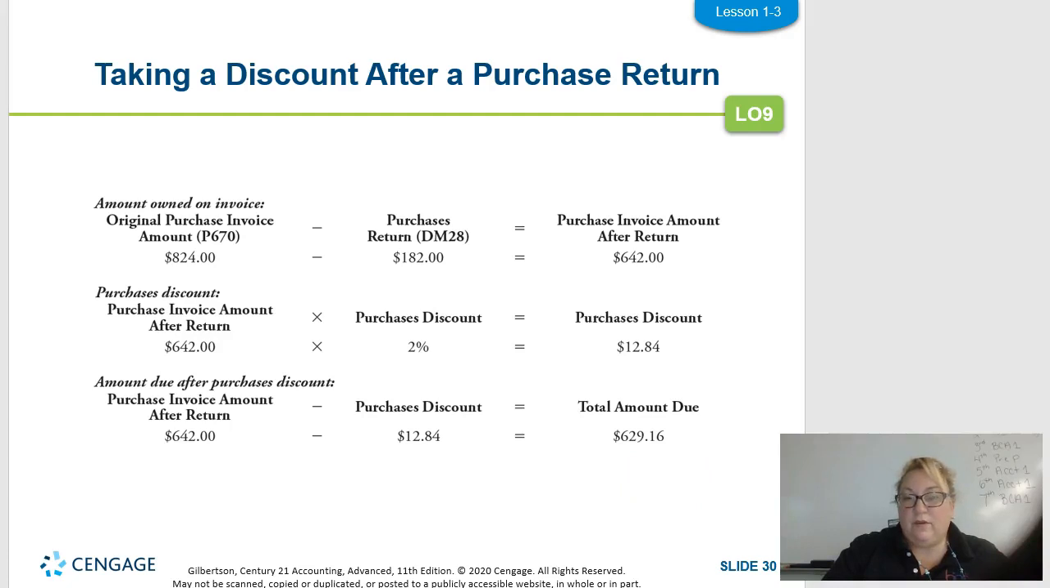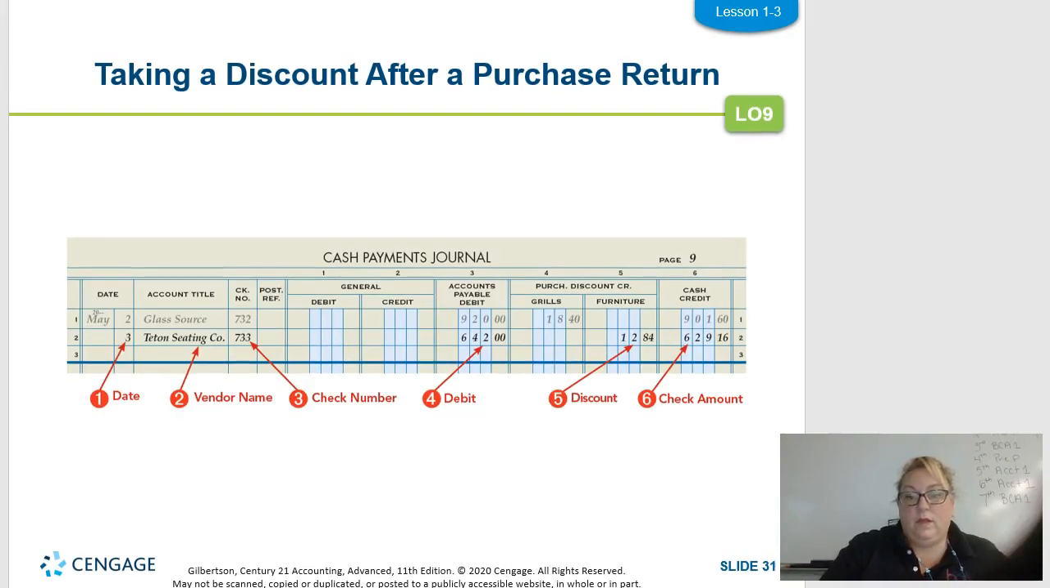So hopefully, I didn't go over that too fast. Normally, it'll just be the original amount times the 2%. But sometimes it happens where it has that purchase return. So this is the transaction for it. So it's the 642, and then you have the discount for the furniture, and then how much money that we actually pay for it.